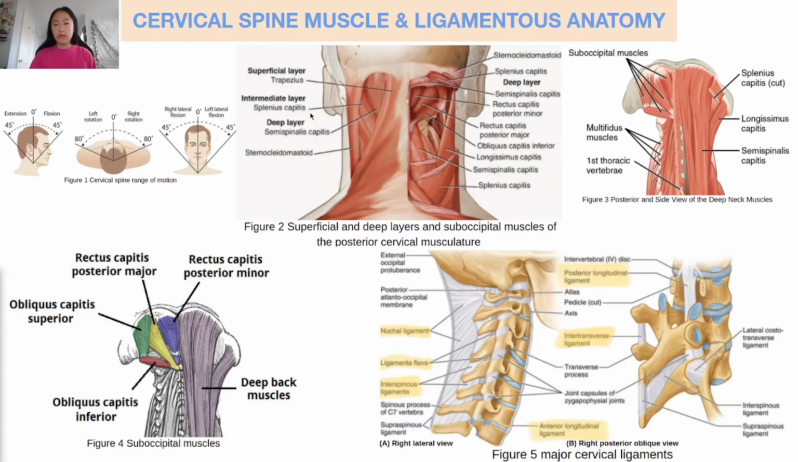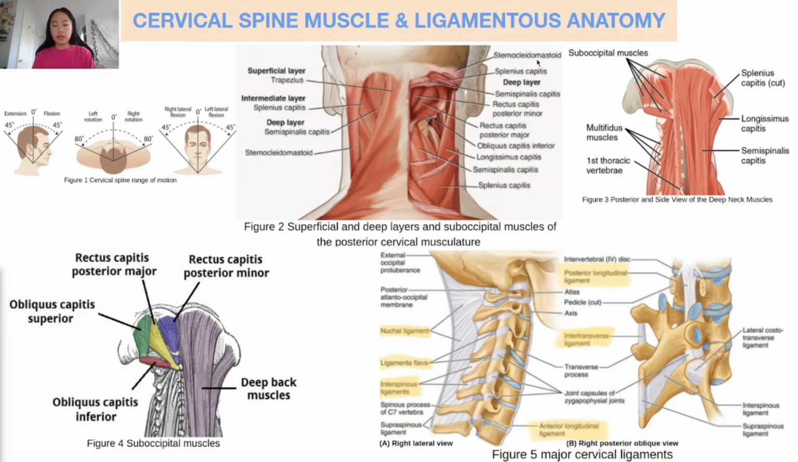Next, we have the sternocleidomastoid itself, the SCM. And so it originates from the manubrium and medial portion of the clavicle, and it inserts into the mastoid process of the temporal bone and the superior nuchal line. And the innervation is the accessory nerve. And its action is the lateral flexion, and it also rotates the head.